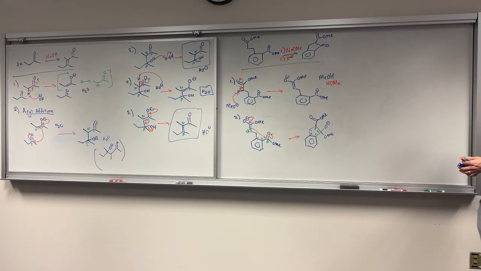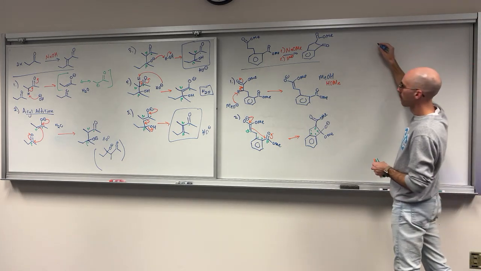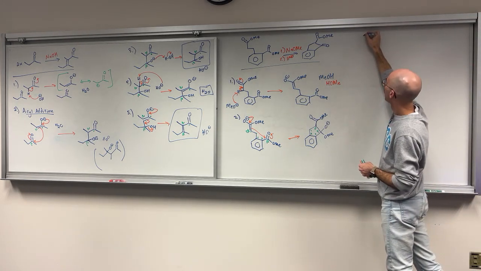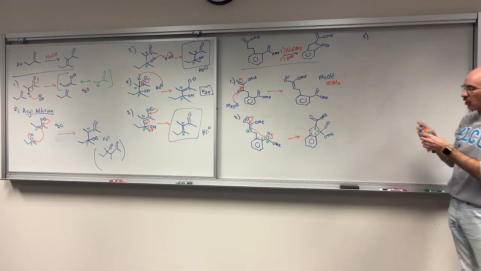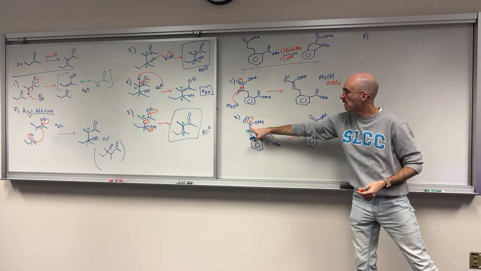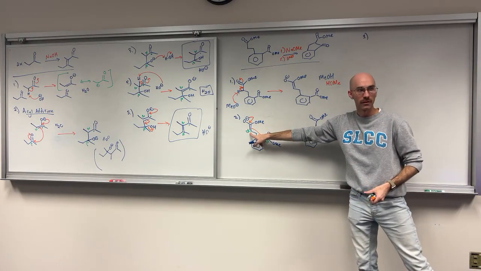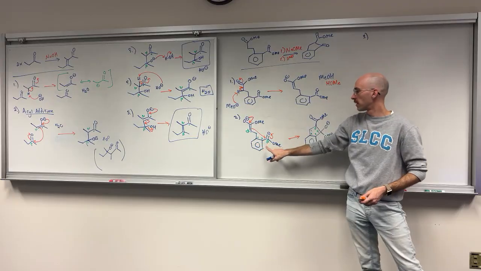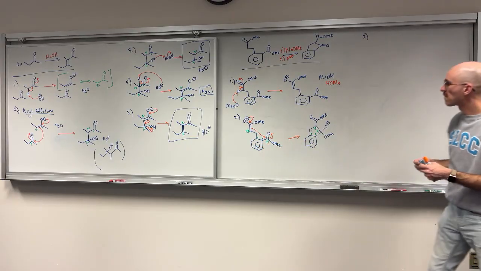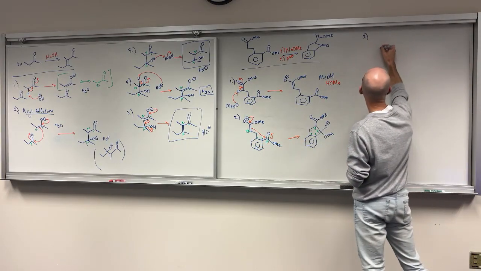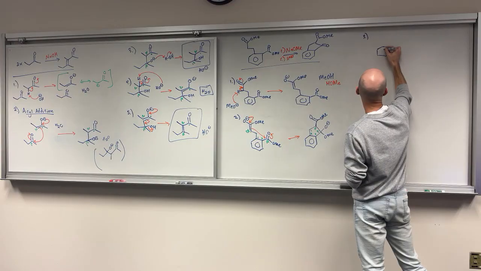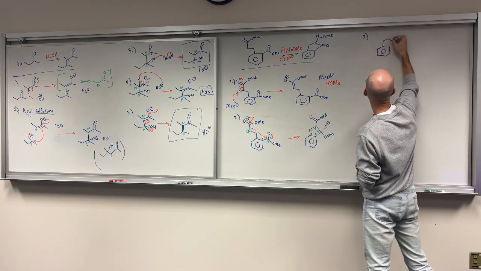Why does it attack at the bottom? Because the other side is substituted. The bottom alpha is the nucleophile. This is the electrophile. What's my next step? What am I going to eliminate?